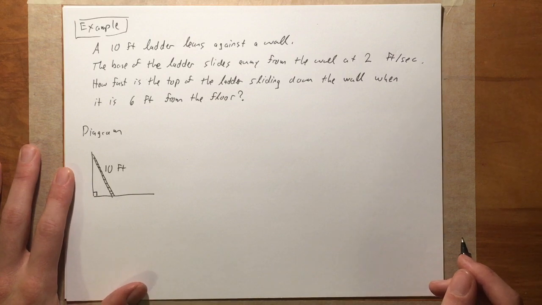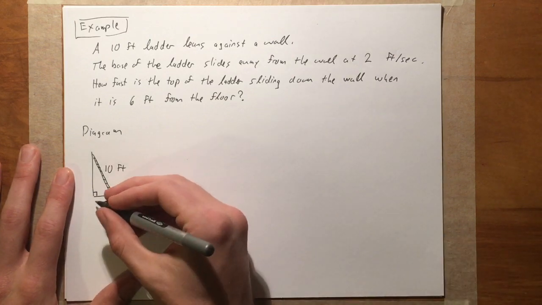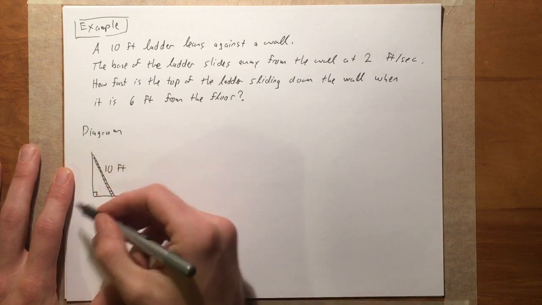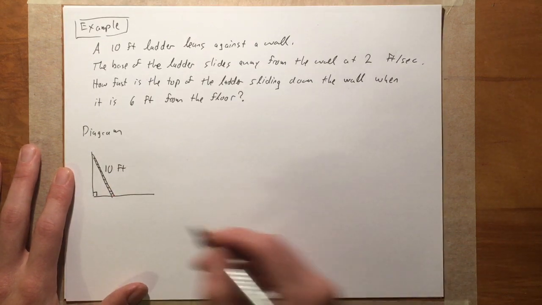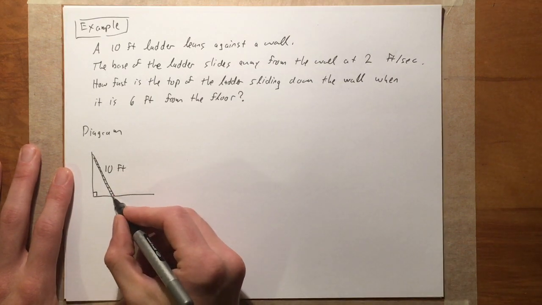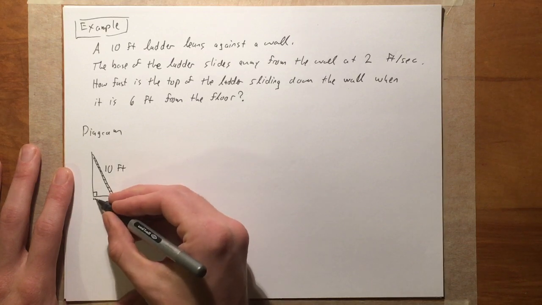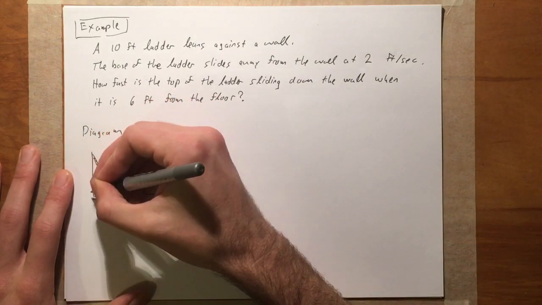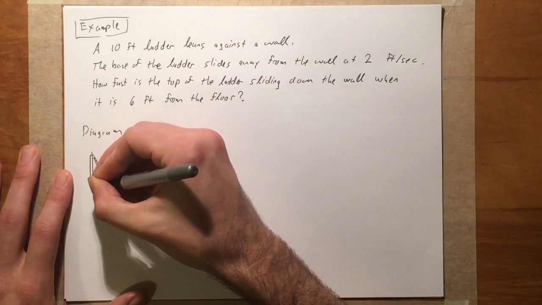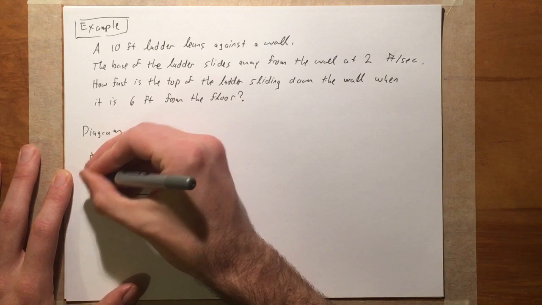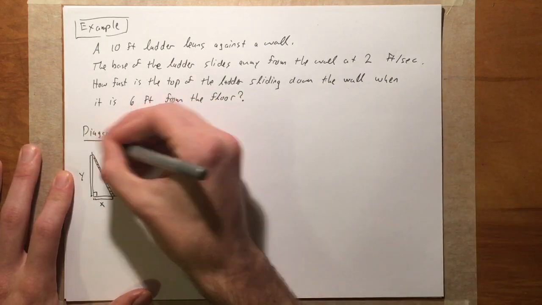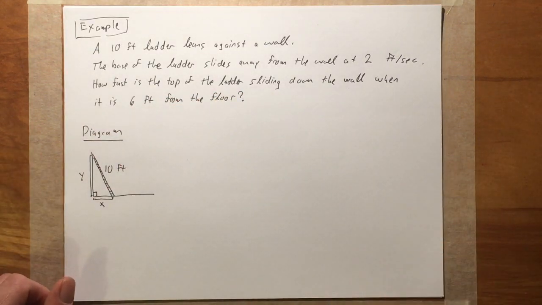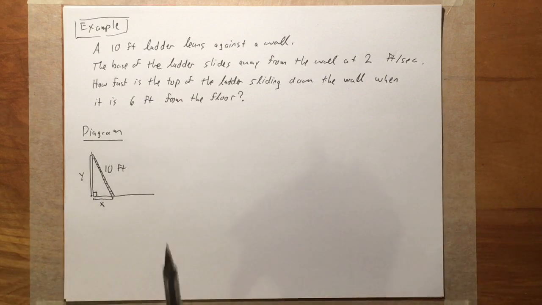And then the other relevant values we should label in here are the distance between the wall and the base of the ladder. I'm going to call that x. And then the distance between the floor and the top of the ladder, I'm going to call that y. So there's my diagram. And I labeled the constants, the known values, and I labeled the unknown values and gave them names using variable letters.